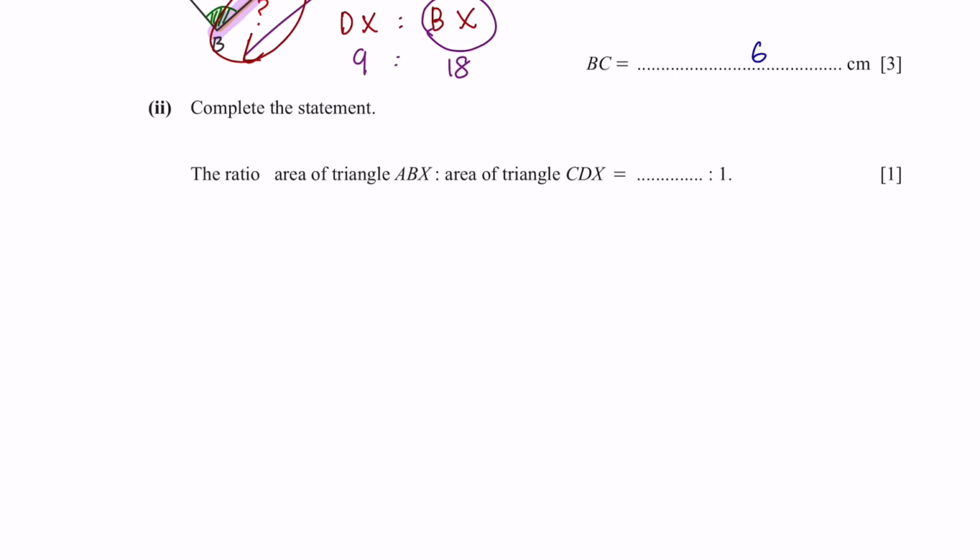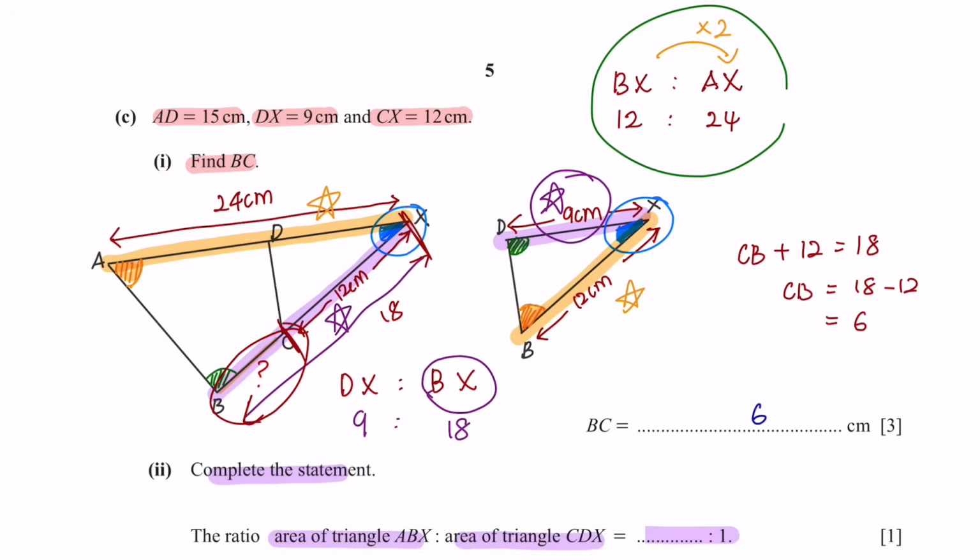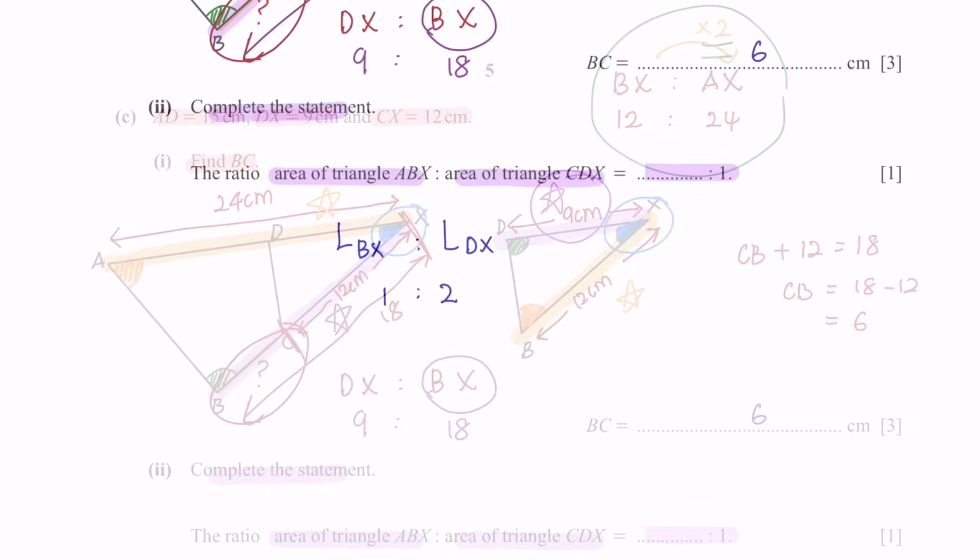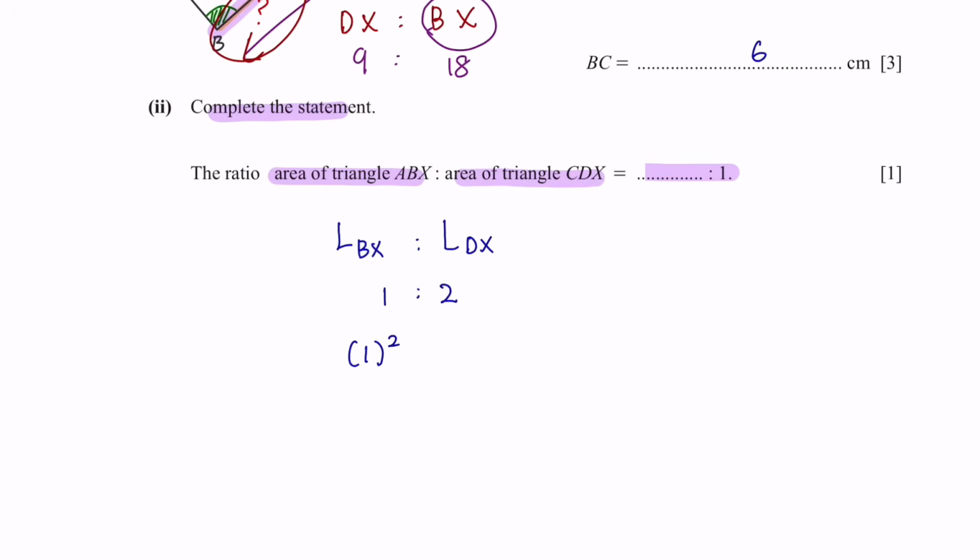Next, part 2. Complete the statement. The ratio area of triangle ABX is area of triangle CDX in this ratio. If the length is at the ratio of 1 to 2, then remember that area is 1 square to 2 square. So the ratio is 1 to 4. Triangle ABX is 4 times larger than triangle CDX.